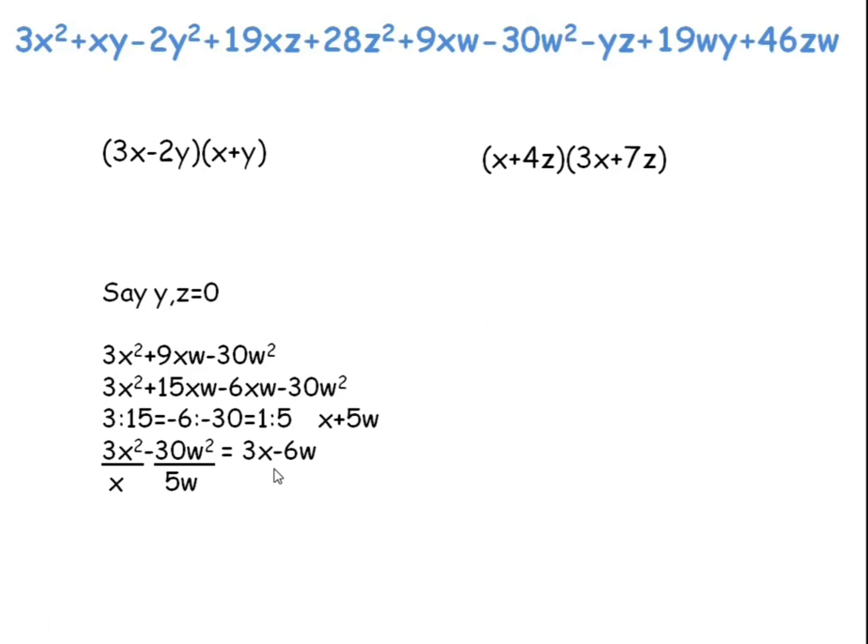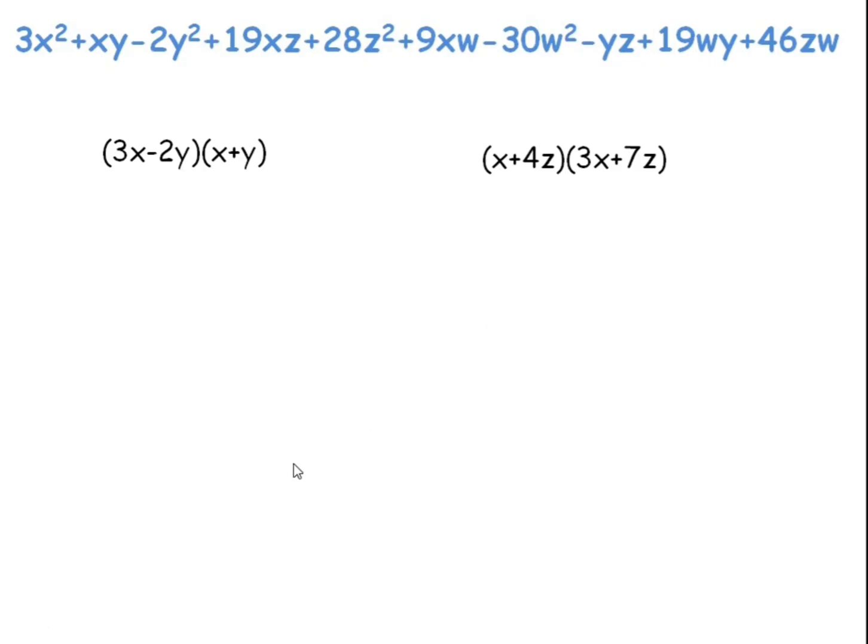Now we are taking all these three roots. Let's clear the board. And we are trying to club them. When we club them, we get this equation. We take the 3x factors and club them up: 3x minus 2y minus 6w plus 7z. Similarly, x plus y plus 4z plus 5w.